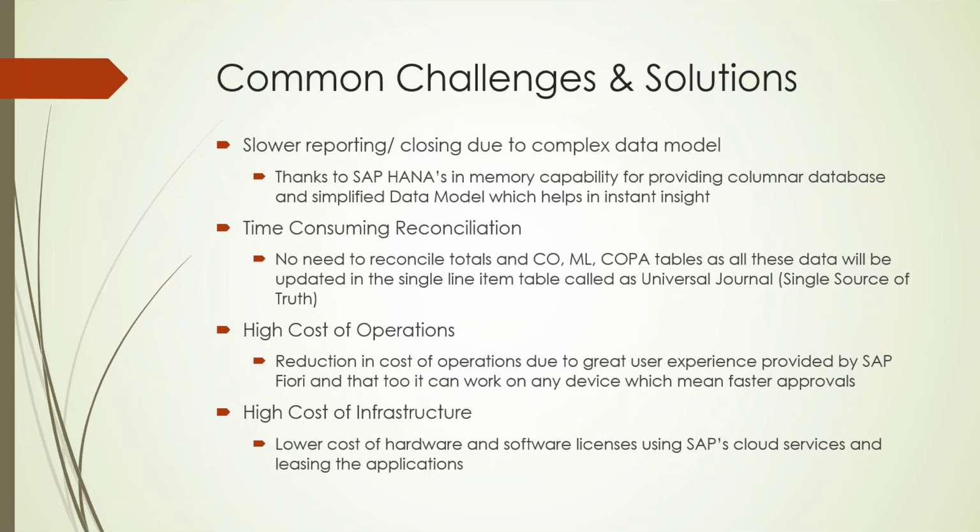So in order to avoid this, SAP used the capability of SAP HANA and came up with a single table. They called it a single source of truth and universal journal entry. So this table includes all the data which was stored till now in different tables. I'll show you, I have one PPT in this demo session also. So this is one of the benefits.